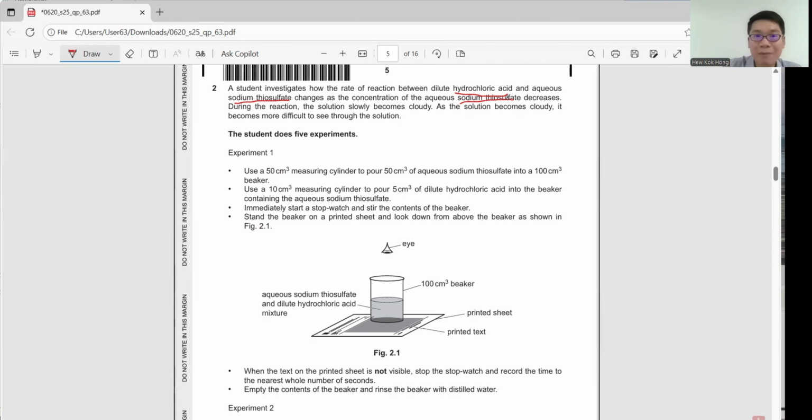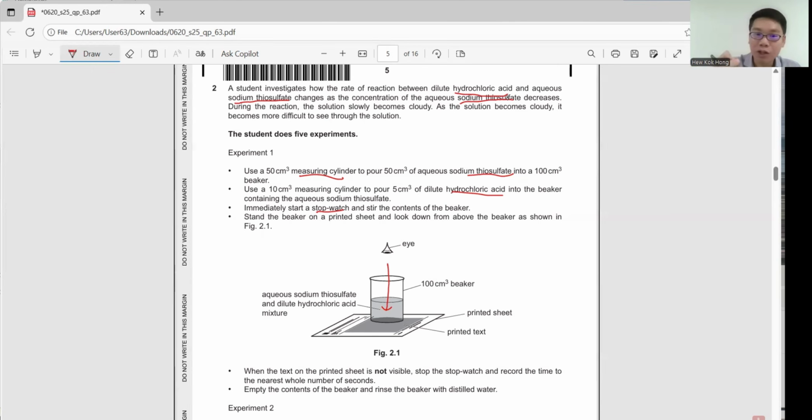So we produce 5 experiments. We use a measuring cylinder to get the sodium thiosulfate and then pour in HCl. And then we use a stopwatch, stir the contents, and then stand the beaker on a printed sheet and look down from above the beaker as shown here. When the text on the printed sheet is not visible, we stop the stopwatch. So after the reaction is complete, we are unable to see the printed things on the paper.